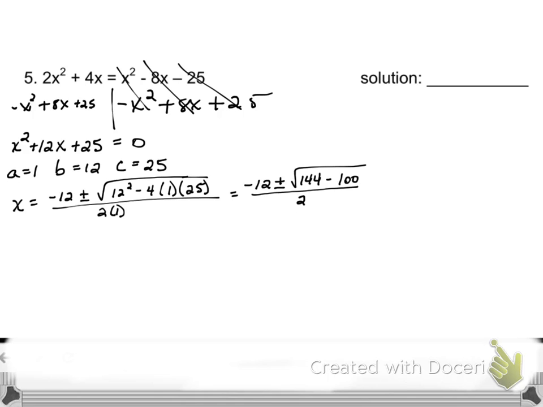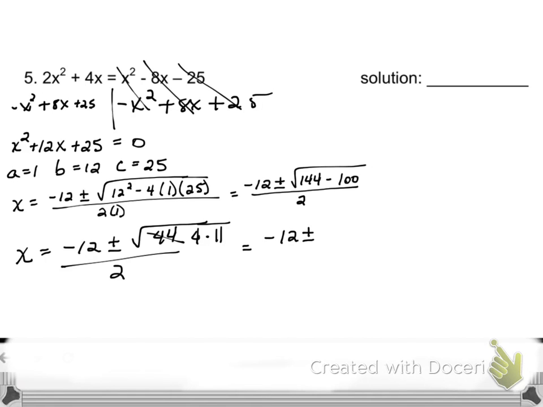So now, going to the next step, we have negative 12 plus or minus the square root of 44 over 2. 144 minus 100 is 44. So 44 is the same as 4 times 11. So when I simplify under the radical there, I can get negative 12 plus or minus 2 comes out, that's the square root of 4, times the square root of 11, all of that over 2.